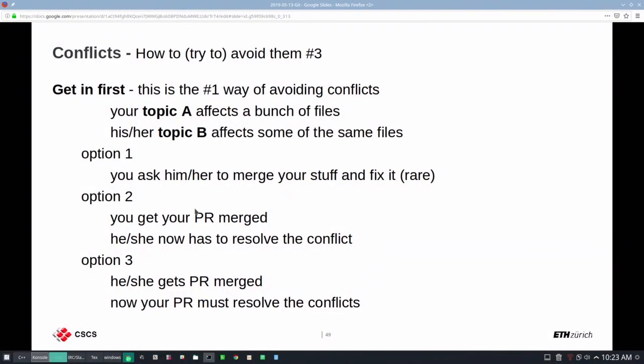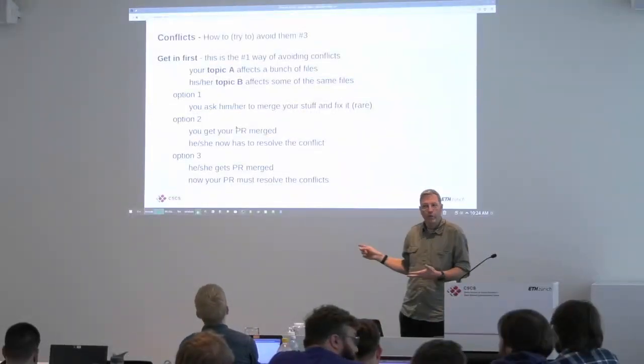So, the other strategy for avoiding conflicts is get your stuff in first. Because if you've modified the topology stuff and you get your PR in, then whoever else is working on it, when they try and merge their stuff, they get the conflict and you go, excellent. So commit frequently, commit small, and get your stuff in first. And the way you get your stuff in first is by knowing what the other people are doing.